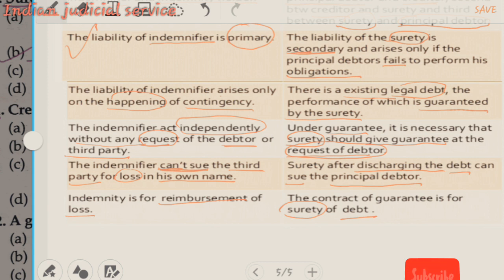The definition of the contract of indemnity is provided in Section 124, and the definition of guarantee is provided in Section 126. We are not discussing them here because we discussed these definitions in the previous video, and if you have not watched the previous video, please watch it before watching this video. Now come to our question here.